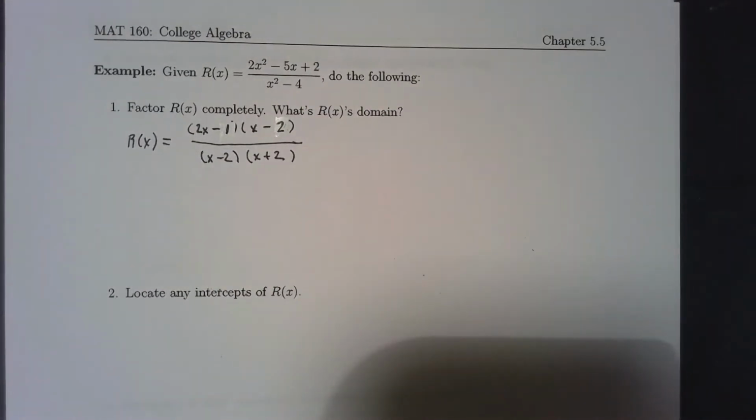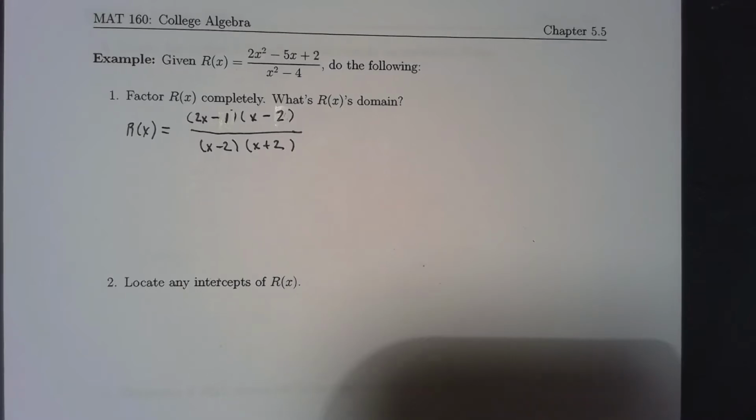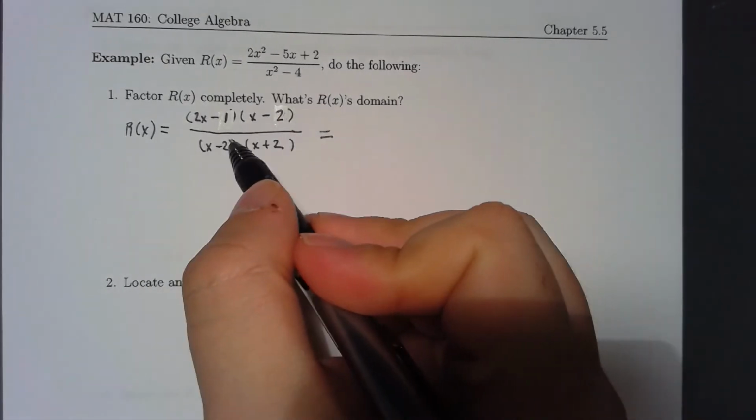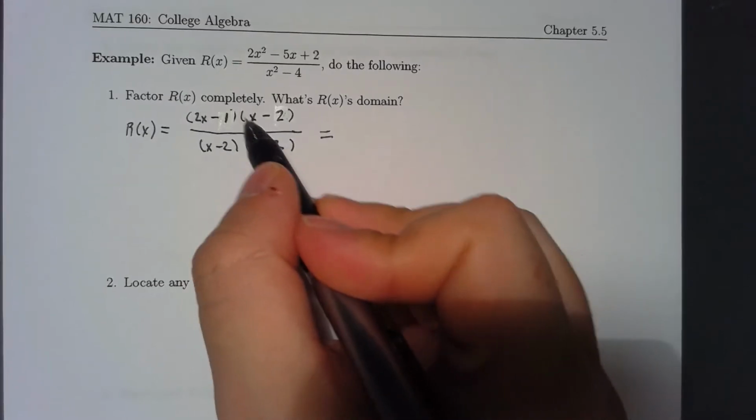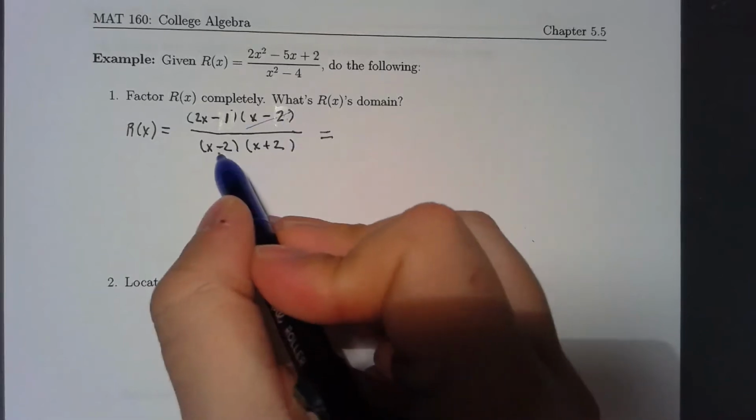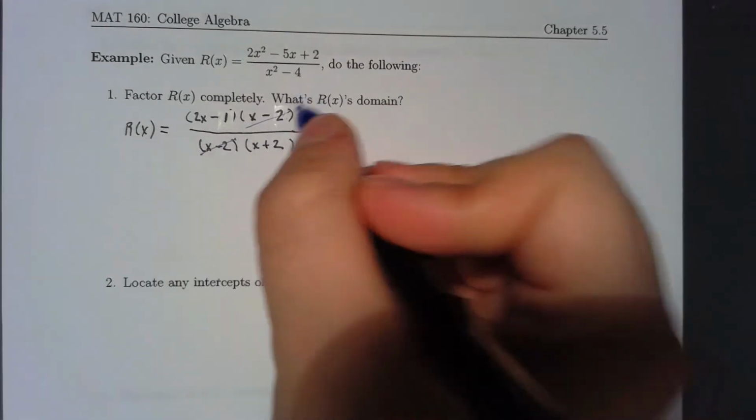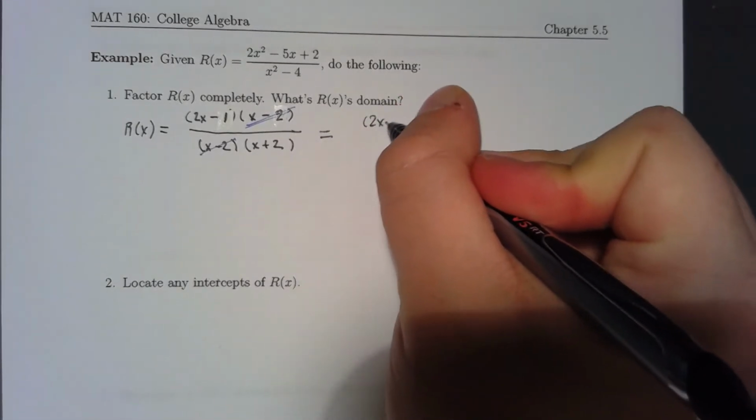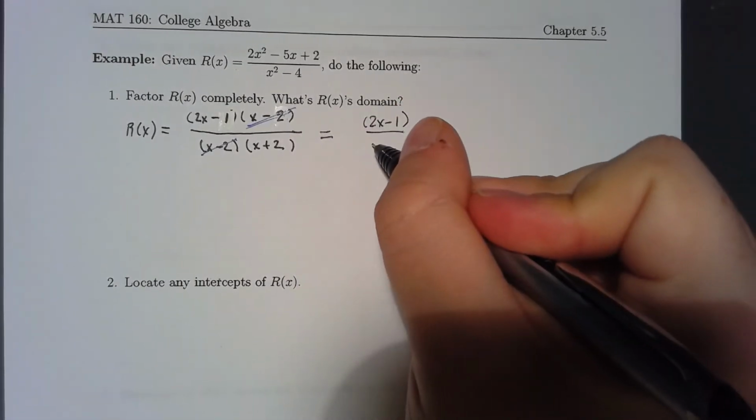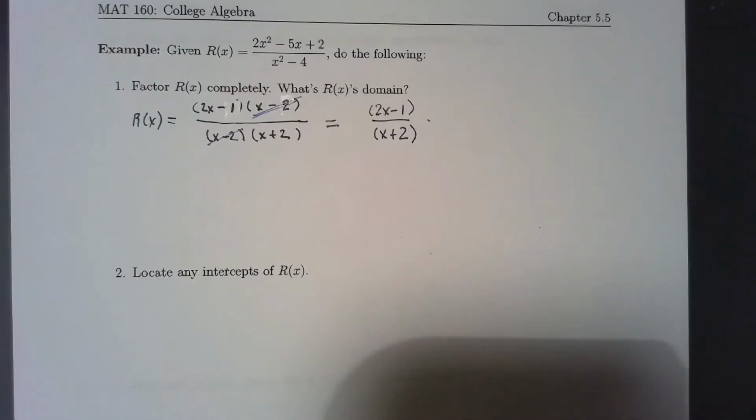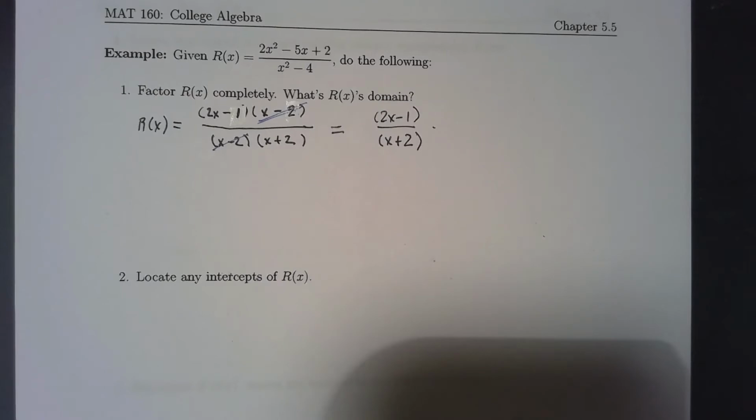Now what happens here is when I factor the top and bottom, the numerator and denominator have a common factor here. The x minus 2's cancel out. So they don't show up in the function. So my function reduces to be 2x minus 1 over x plus 2. That's what my function reduces to be, which is interesting.